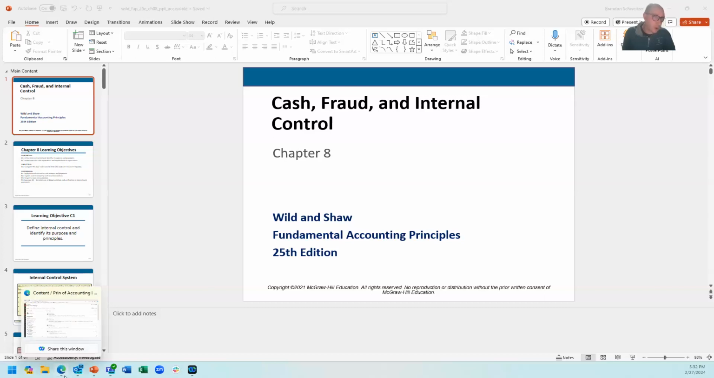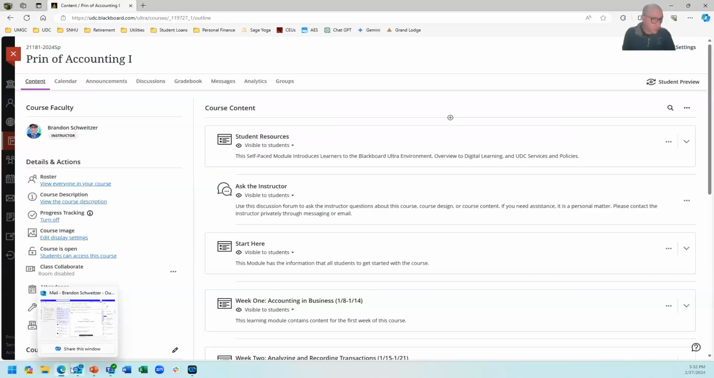So today we're going to talk about cash fraud and internal controls. But before we jump into that conversation, I want to take you to the classroom because I put a little gift in there for you. Okay, like I said, I've got good news to share, and some of you may have noticed it already. I just put it in about an hour ago.